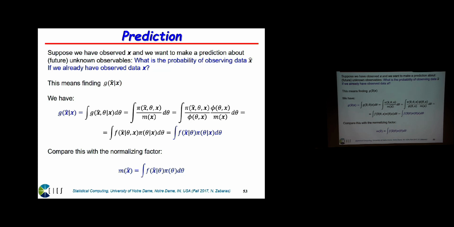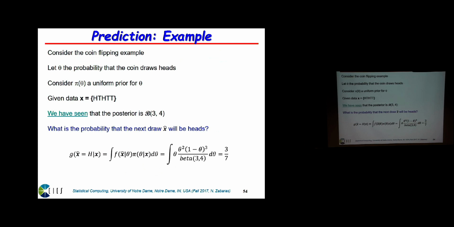And by the way, compare this with the normalizing factor in Bayes' rule. So this is the predictive distribution, and this is the marginal of X hat. The difference is that the probability there is the prior, while the probability for predictions is the posterior. So we have seen the predictions, and this again is called the predictive posterior, or simply the predictive distribution.